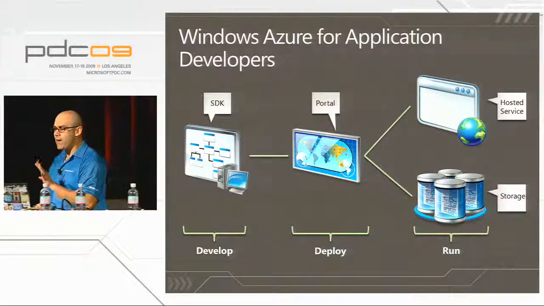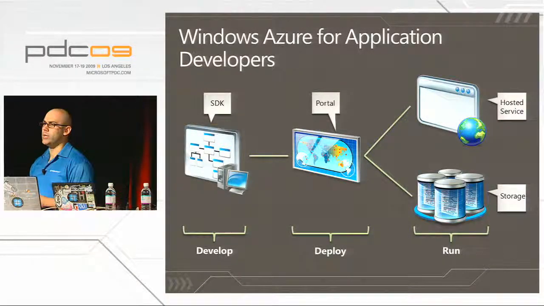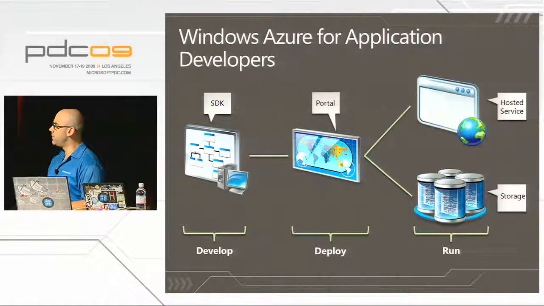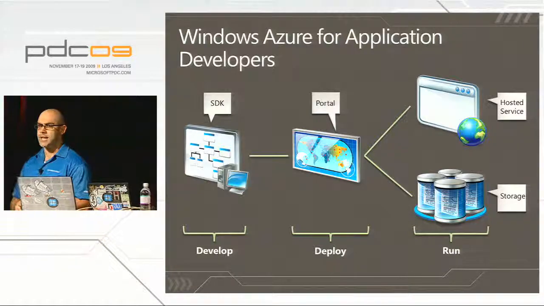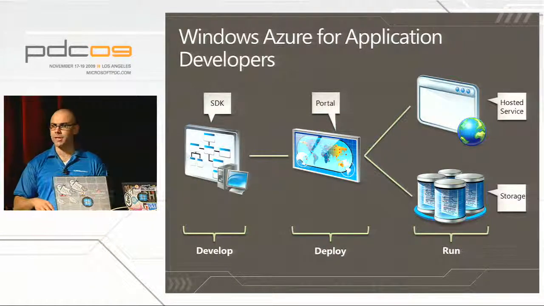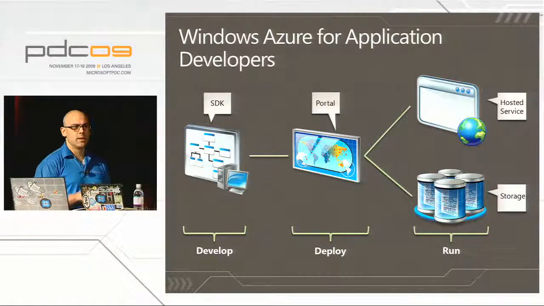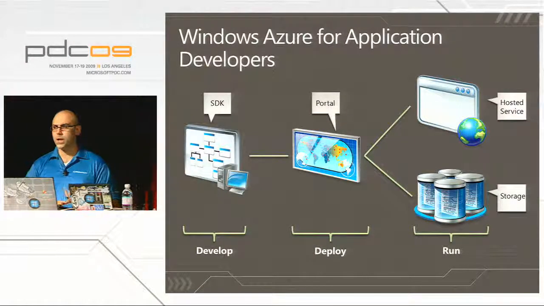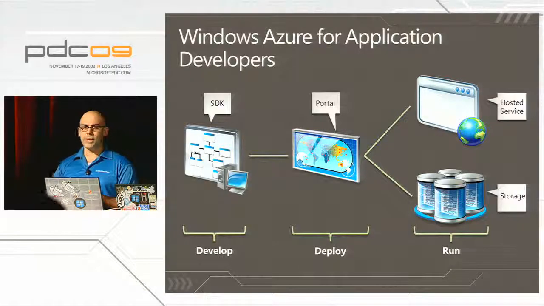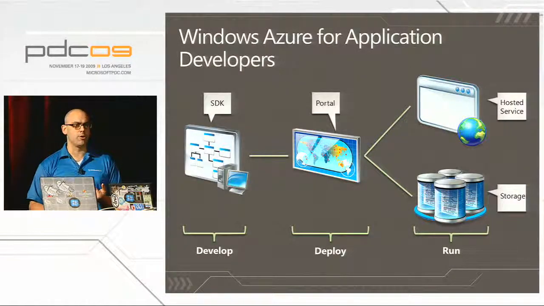So there are three main areas when we think about building applications in Windows Azure that you need to be cognizant of. The first part is developing. The first thing you'll do is download the SDK and install it on your local machine, and that'll do two things. It'll install a range of Visual Studio templates, both for VB and C#, and those templates enable you to build cloud service projects.